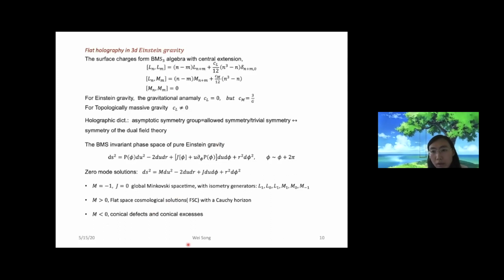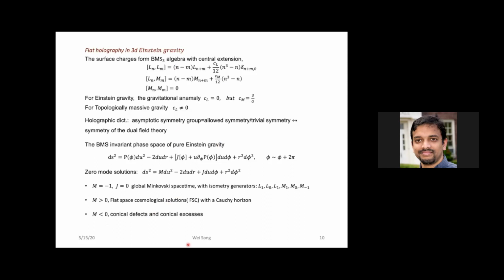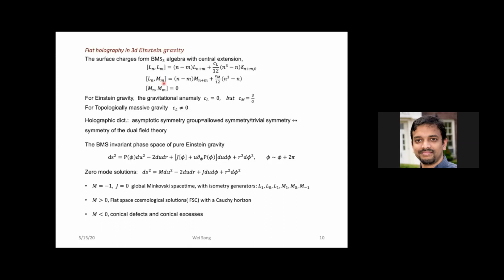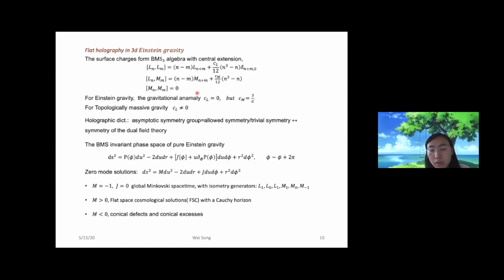Any questions? I just wanted to ask a question. This CM is not dimensionless? Because that comes from the commutator between the angular momentum and the energy, so these generators are not dimensionless as well. I see.